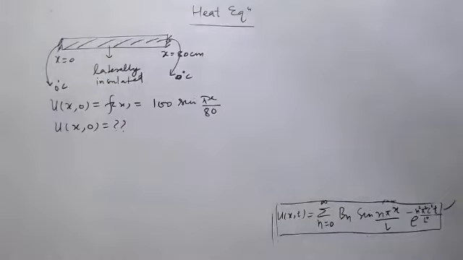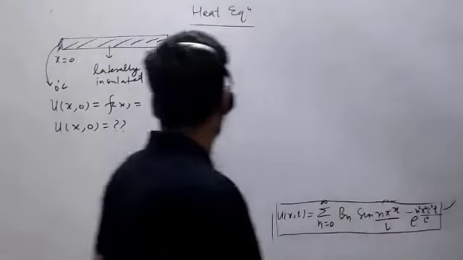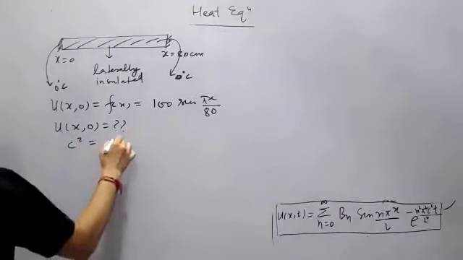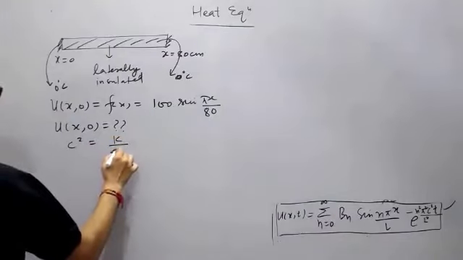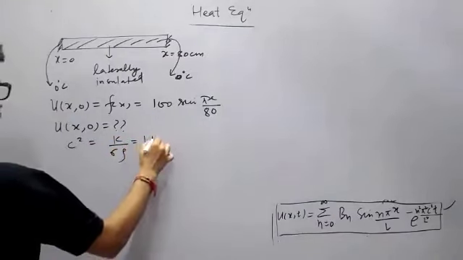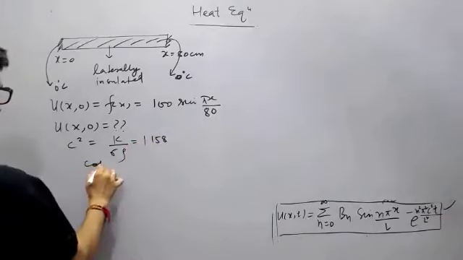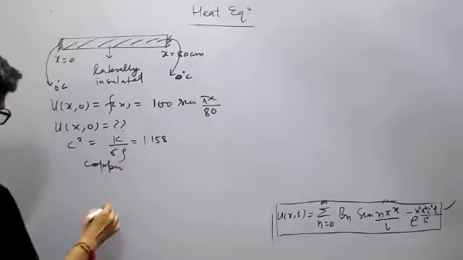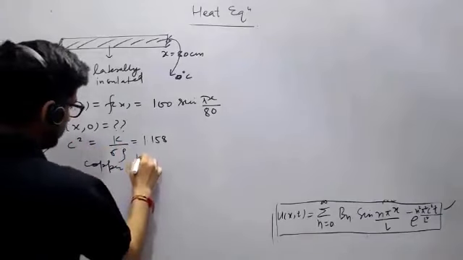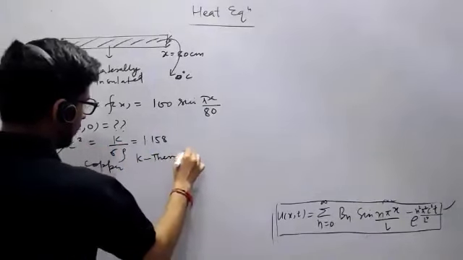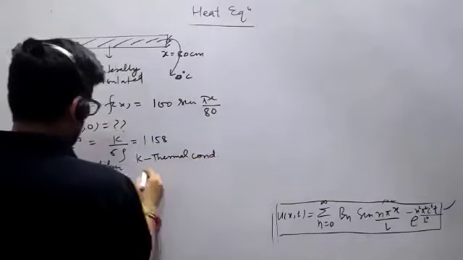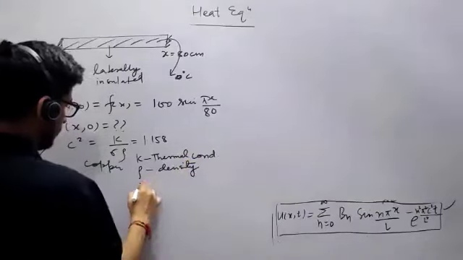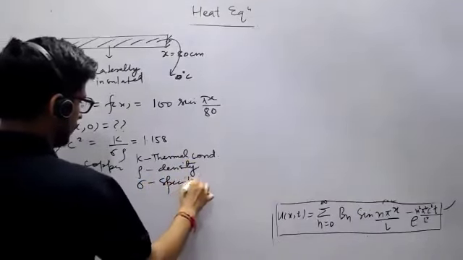A very good problem. And the value of c square is already given. The value of c square for a material is actually k by sigma rho. So for copper it is given to be 1.158. K is thermal conductivity, rho is density, sigma is specific heat. So you can note down K is thermal conductivity and rho is density and sigma is specific heat.